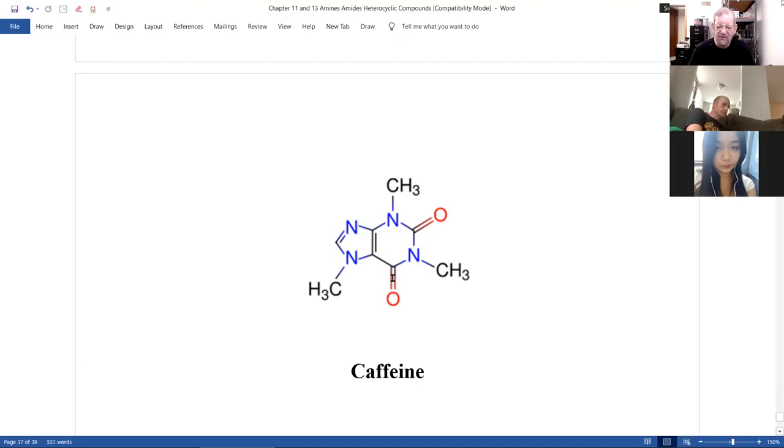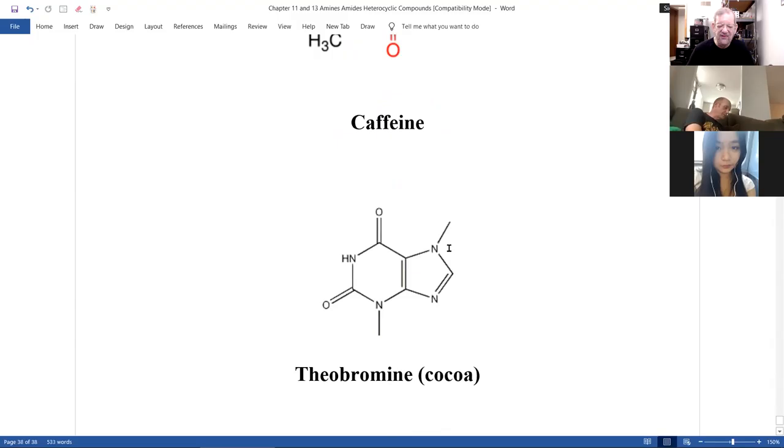Now, here's caffeine. Don't write this down. This will never be on a test. And notice between the two carbonyls in red, I have a nitrogen with a methyl group. And as many of you might know, caffeine is very addictive. I remember when I gave up tea, I was drinking a lot, which is high in caffeine. I could feel it. I was going through mild withdrawal symptoms.